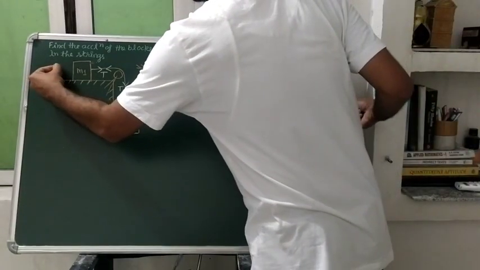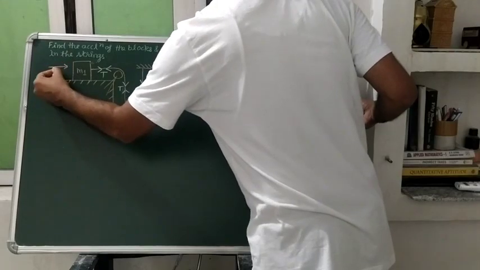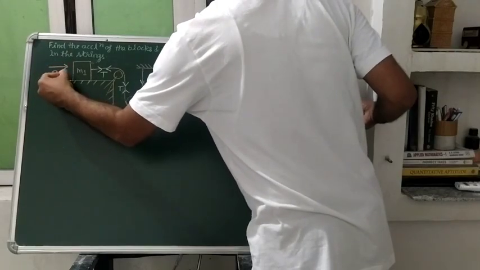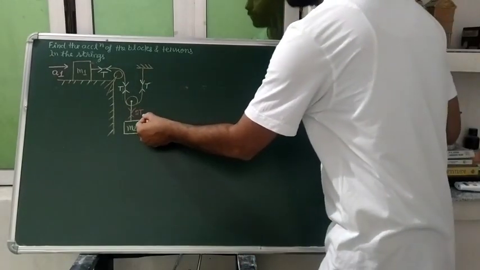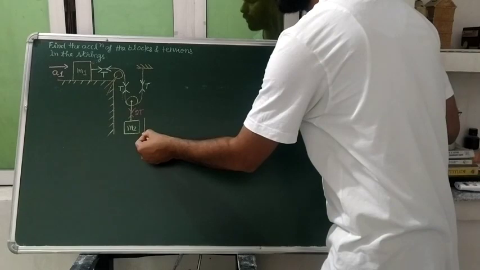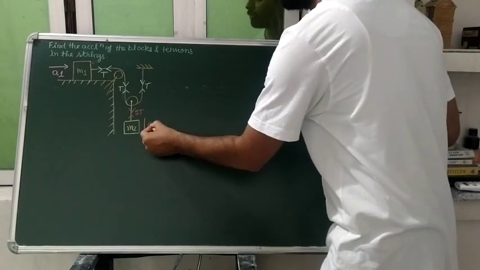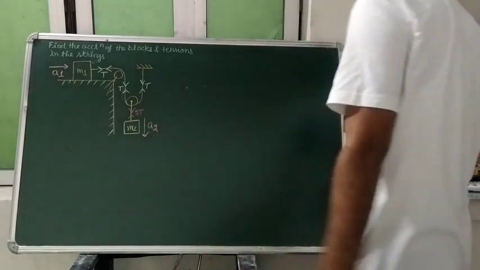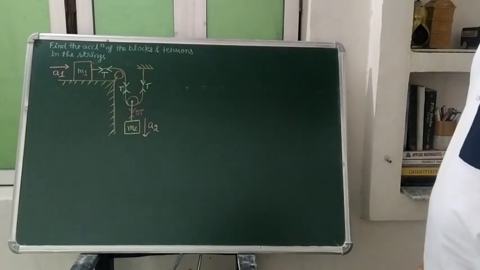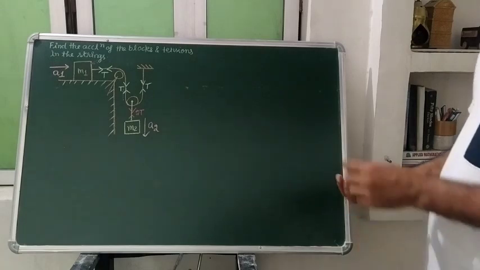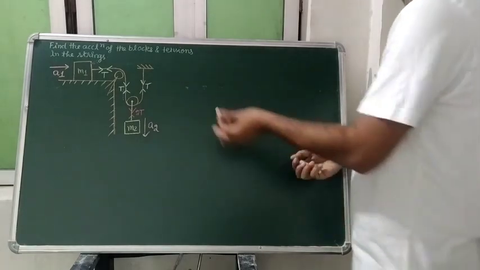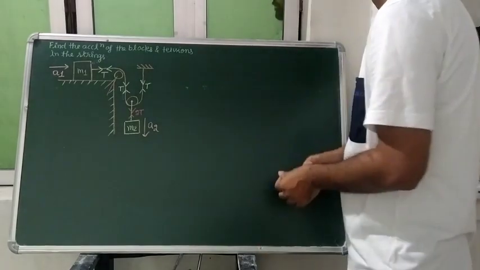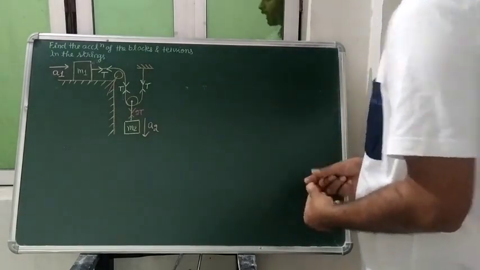Now I am saying this mass m1 is accelerating in this direction, and it has the acceleration a1, and this mass m2 is accelerating in this direction, it has the acceleration a2, I am assuming. Okay? Then after, what will we do students? After performing this task, we will make the free body diagram.